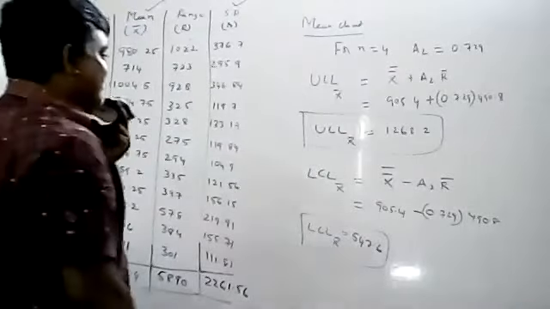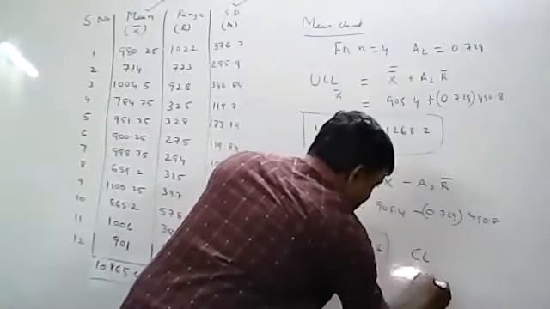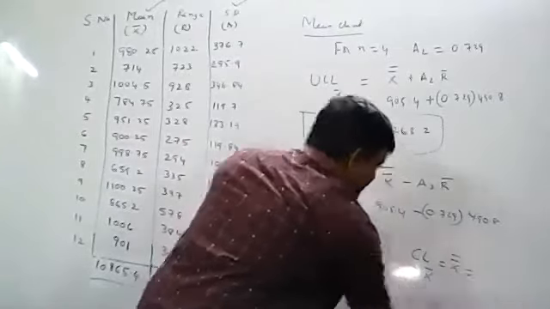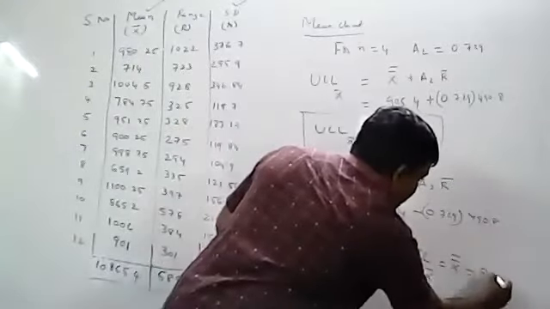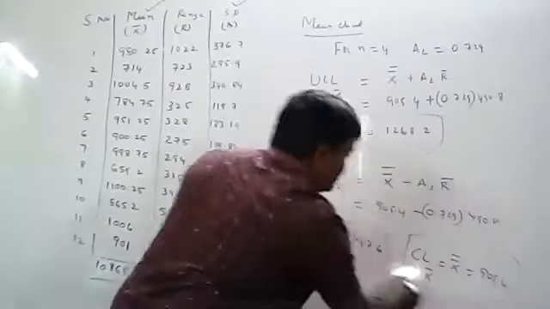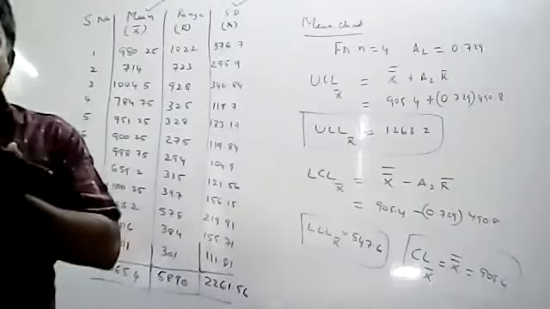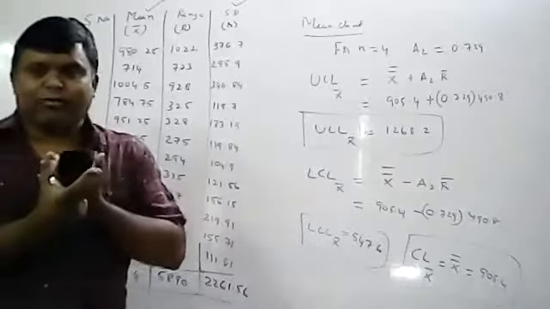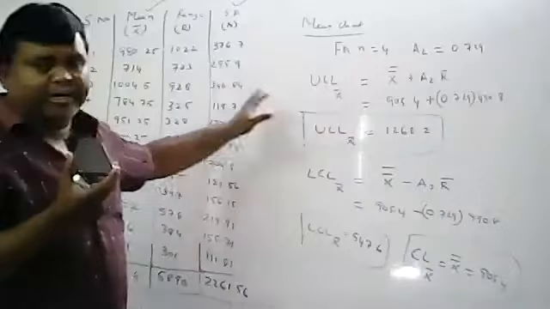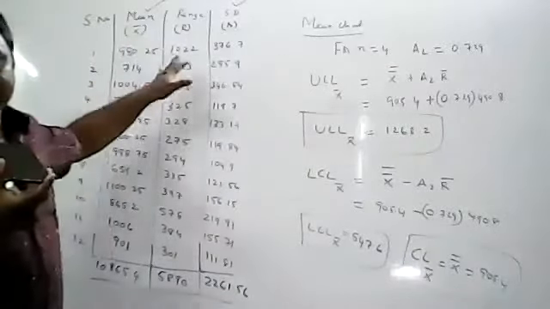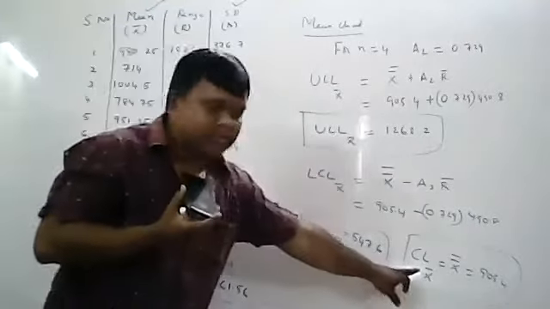The last formula is CL X bar. CL X bar equals X double bar, and the X double bar value is 905.4. Now I know UCL, LCL, and CL. Step number 4, construction of control limits, is completed. I hope all of you understood. Only the numerical data change; the procedure is the same.